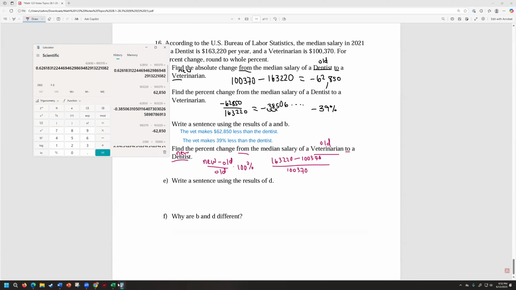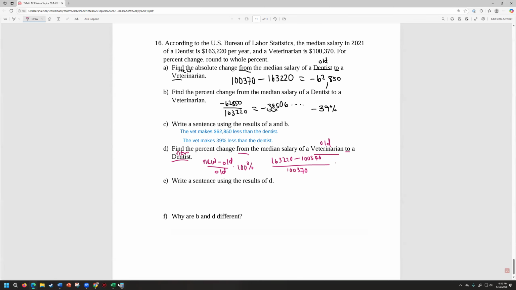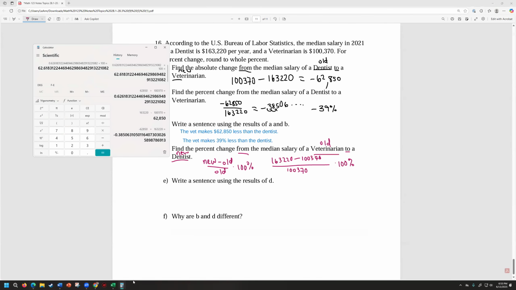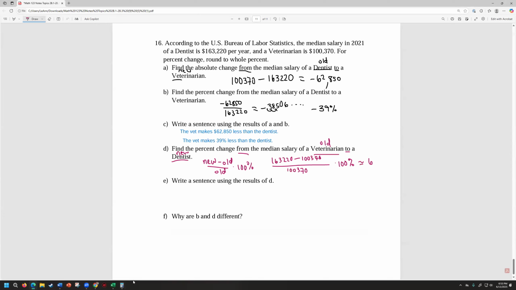And so this one, times that by 100, rounded to the nearest whole percent would be 63, I believe. Let me double check that. Yeah, 62.6, so 63%. Okay, and that's an increase. So we're going to write a result using D. Okay, so we would say, now the dentist is the new this time. So the dentist makes, and we only had the percentage this time, so 63% more, since it's positive, than the vet.